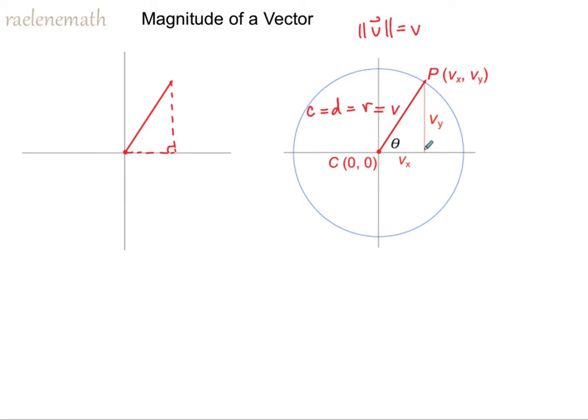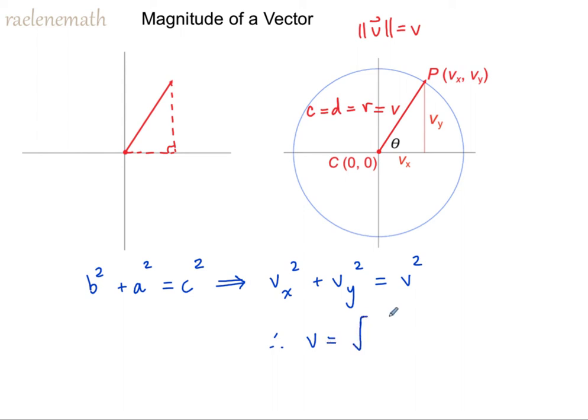And we have the horizontal component of the vector, vx, which is the base, and the vertical component of the vector, vy. From here, we just relate by Pythagorean theorem once again. The base squared plus the altitude squared equals the hypotenuse squared gives us the relationship that the x component squared plus the y component squared is equal to the magnitude of the vector squared. And if we wanted to isolate for the magnitude, we would simply take the square root of both sides.